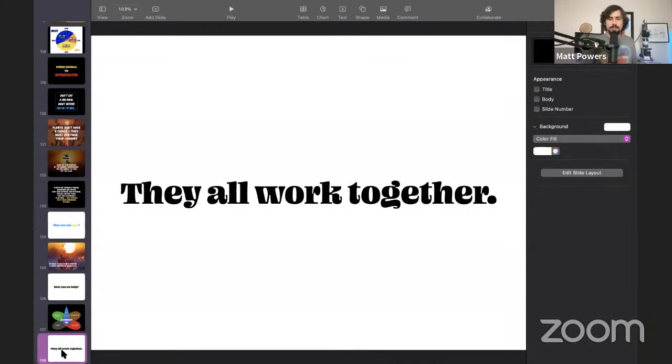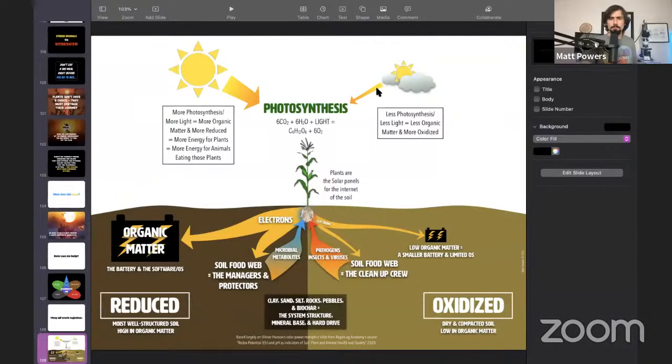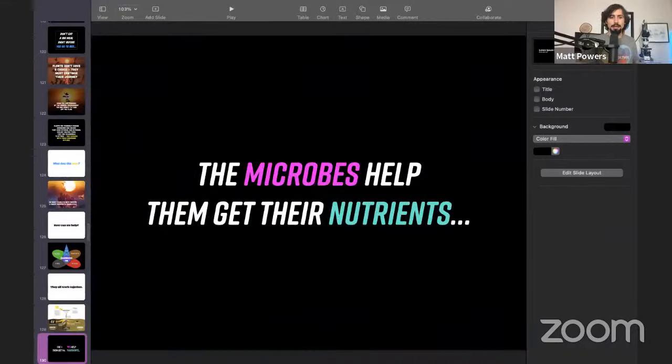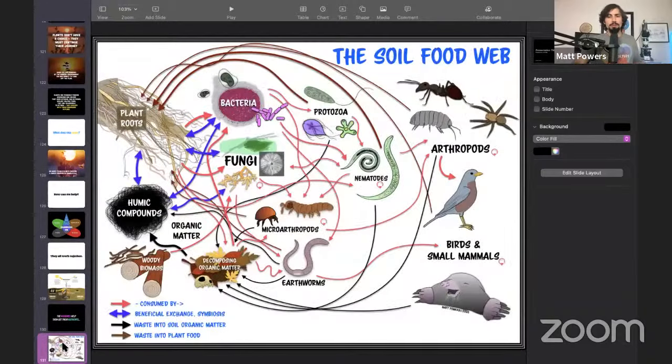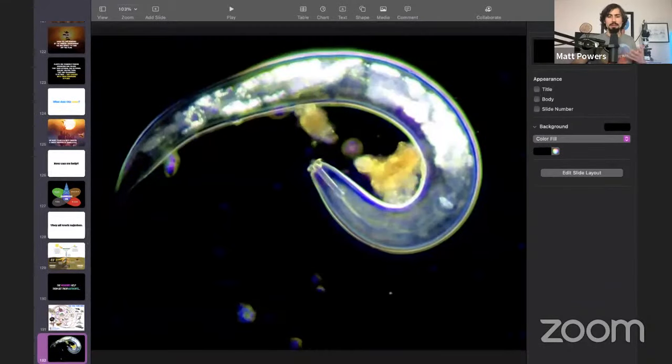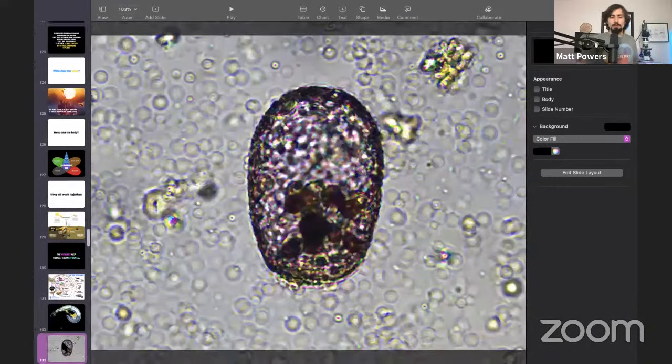So these all work together. They contribute to proper photosynthesis and adding energy. The microbes help them get their nutrients. This is what the soil food web's function is. The nematode is an omnivore. This is a testate amoeba.